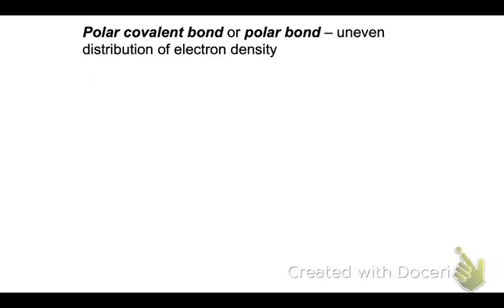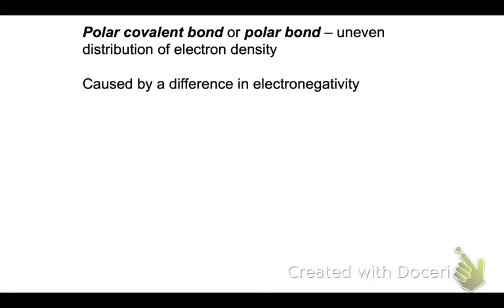Now, some covalent bonds are polar, and that means there is an uneven distribution of electron density. What does that mean? It's caused by a difference in electronegativity. Yes, atoms share electrons, but that doesn't mean the sharing is even or 50-50. Some atoms are stronger in pulling electrons toward them. We learned that when we learned about electronegativity. We said that electronegativity is the ability of an atom to pull electrons more strongly toward it in a covalent bond.